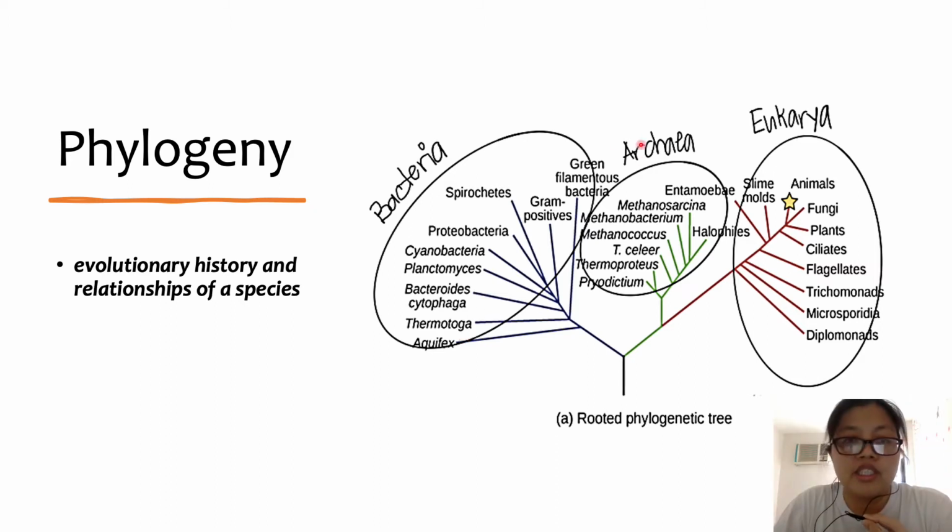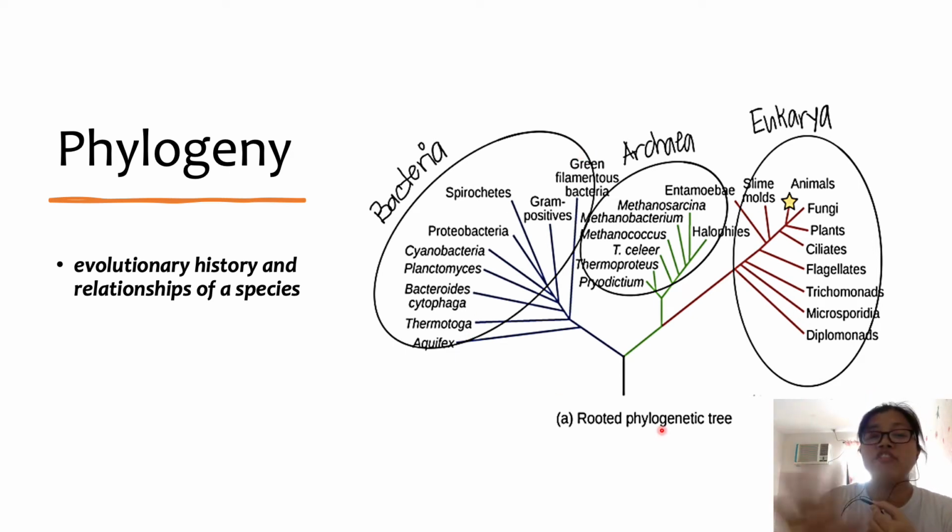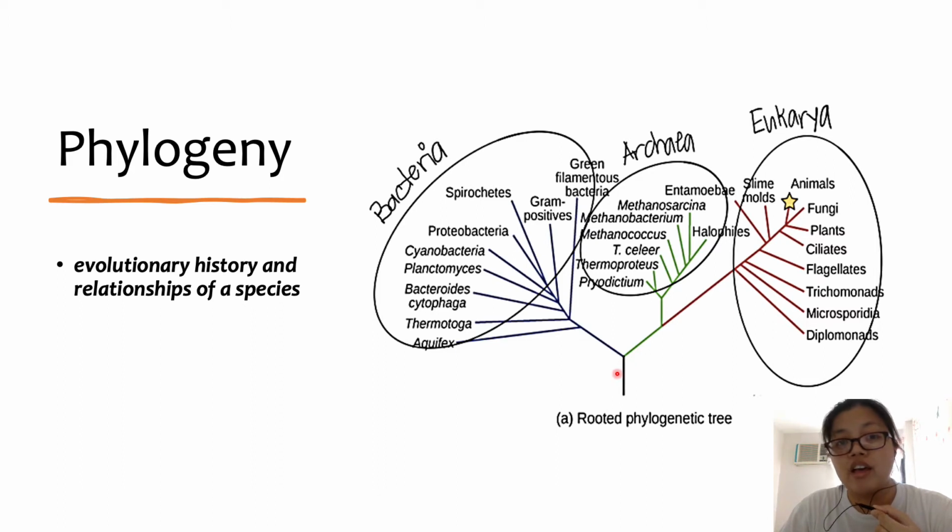For example, this illustration is a tree of life, meaning it summarizes different species on Earth. As we can see here, there is a root. This represents the common ancestor that diverged into three domains. For the sequence of descent, the bacteria diverged first from the root, and then archaea, followed later by the eukaryote group.